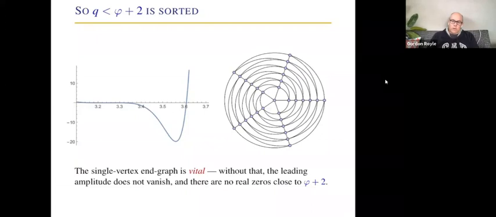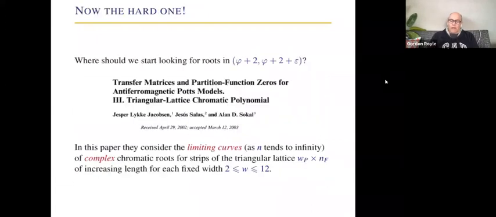Okay. What about the next one? Now, I haven't been able to do this part yet. Again, I know what the answer is, but I can't actually fully prove it. Having done that, we start to look for other families.